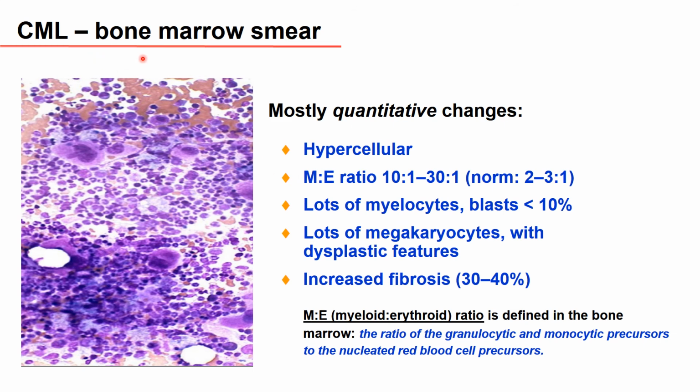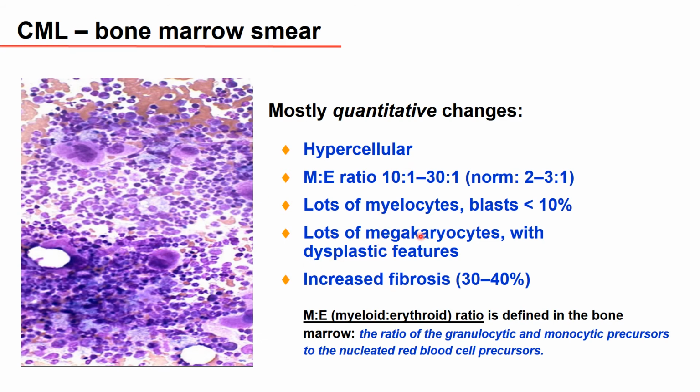Now let's look at the bone marrow. When you look at the bone marrow, it is hypercellular. When we discussed normal hematopoiesis, I mentioned that mostly we have myeloid precursors in the bone marrow and fewer erythroid. The normal ratio is about 2-3 to 1, so we have about 3 times more myeloid than erythroid precursors. In this situation, however, the myeloid cell type is about 10 to 30 times higher than the erythroid one.